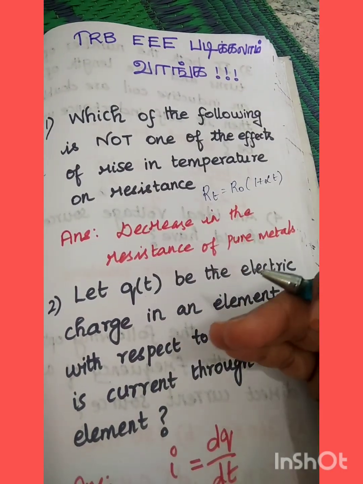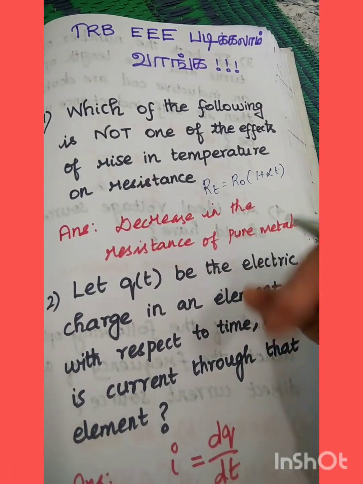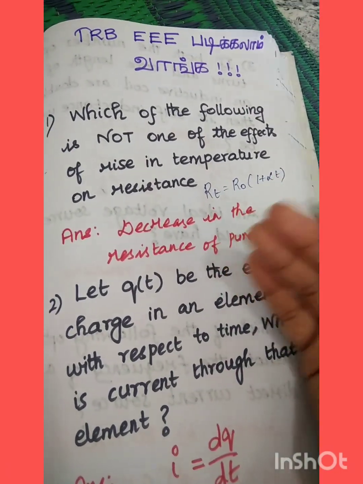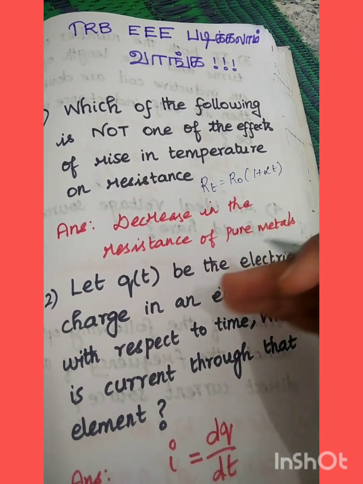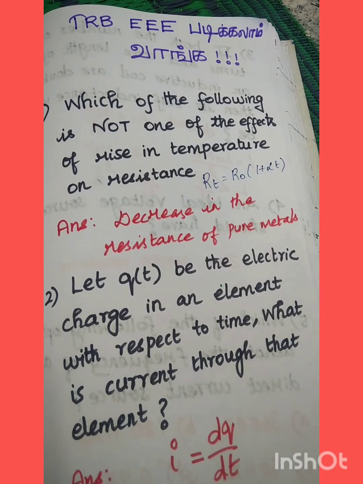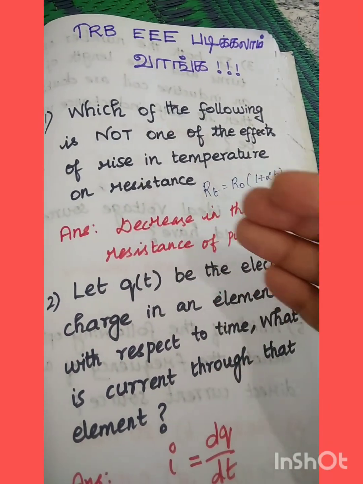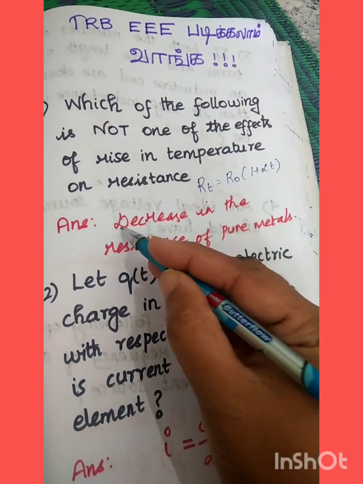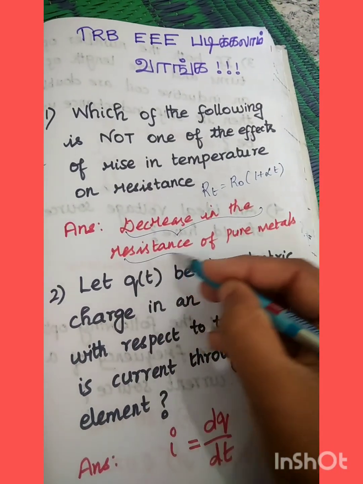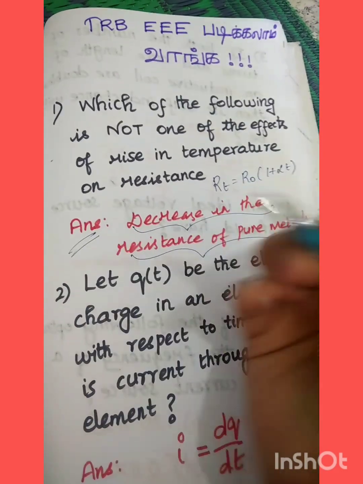When there is an increase in temperature, there should be an increase in the resistance of pure metals. There should be an increase in the resistance of alloys. And there will be a decrease in the resistance of electrolytes and insulators. So, the option that is not one of the effects is a decrease in the resistance of pure metals. Please make a note of it.